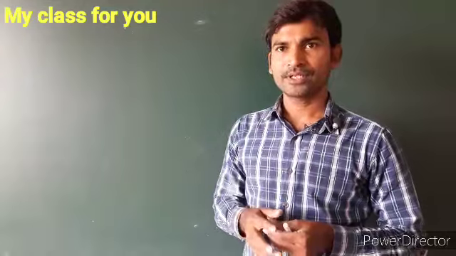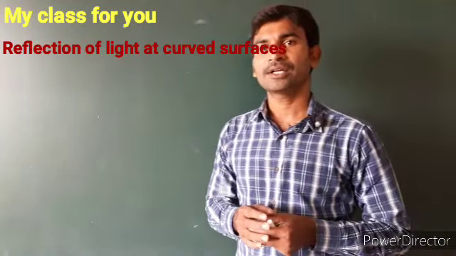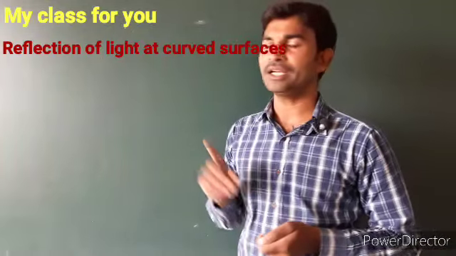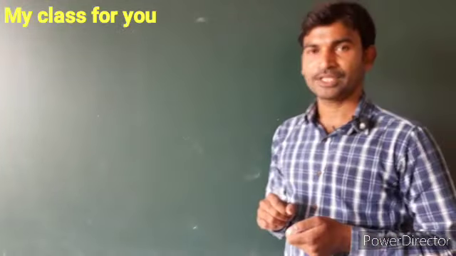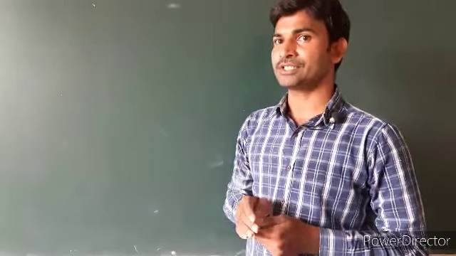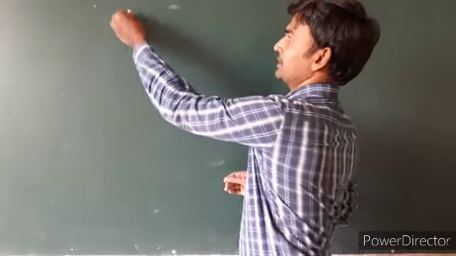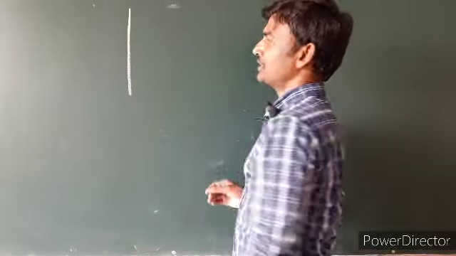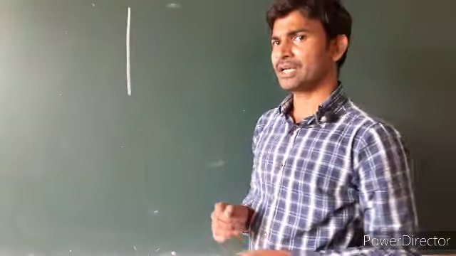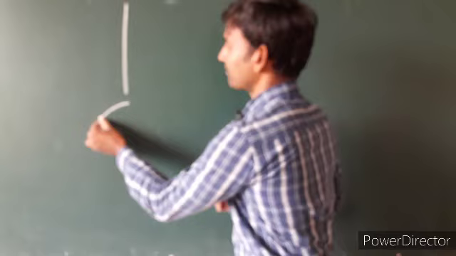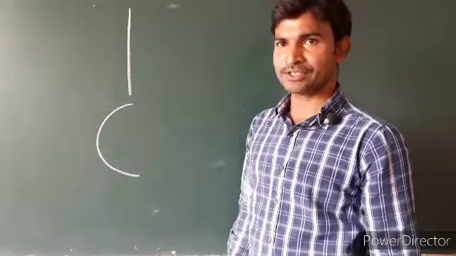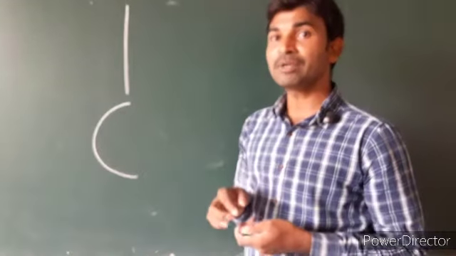Today my class for you is regarding 10th class physical science, first lesson, that is reflection of light at curved surfaces. Already in 8th class you have seen about plane surfaces. A plane surface is without any ups and downs. What do you mean by curved surface? In the surface there will be a curve. This is a curved surface, and this is a plane surface.